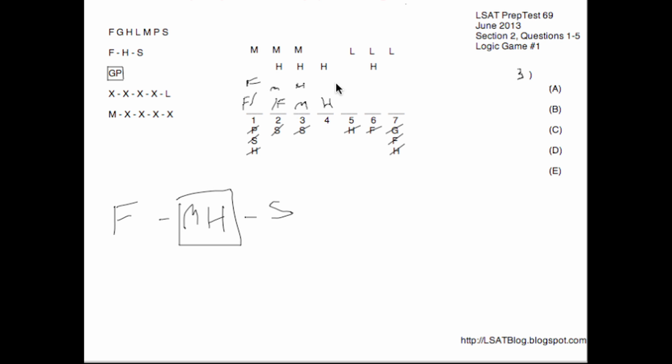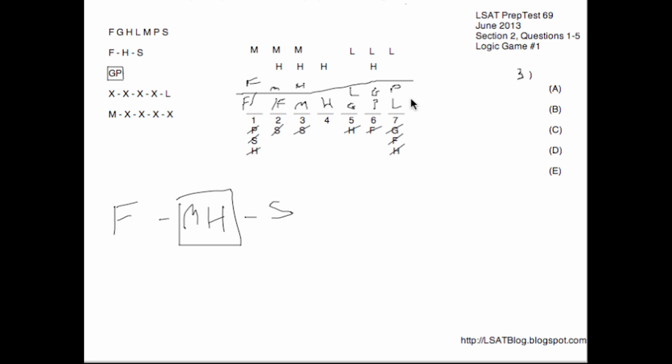So for this reason, G and P will have to go on either 5, 6, or 6, 7. 2 different ways that could play out. GP on 5, 6 versus GP on 6, 7, specifically referring to that bottom possibility here where we have MH on 3 and 4. Now, L has to be in the last 3 spaces, so when GP is on 6, 7, L is going to be on 5, and when GP is on 5, 6, L is going to be on 7.